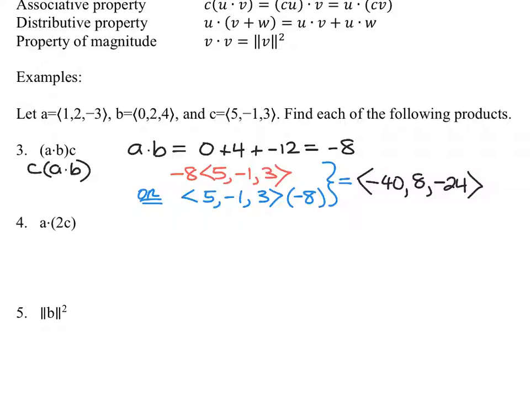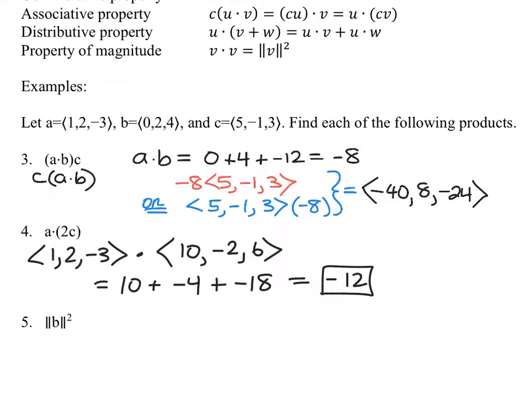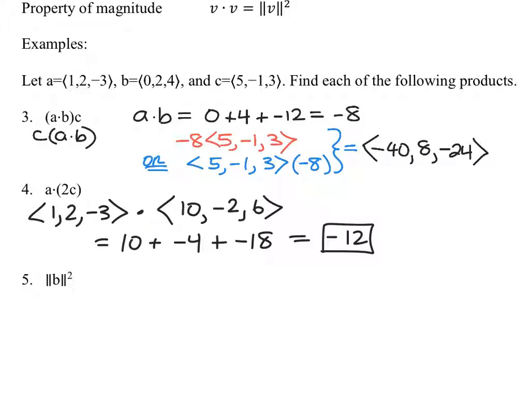Now, number 4 is the same idea, except you have a scalar multiple. So A, 1, 2, negative 3, dotted against twice C, 10, negative 2, 6. And so we're looking at 10 plus negative 4, let me fix that, plus negative 18. So negative 22 plus 10 is negative 12. And so that's not that bad. Not too bad at all.